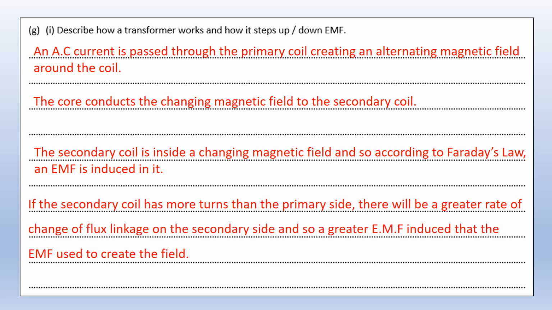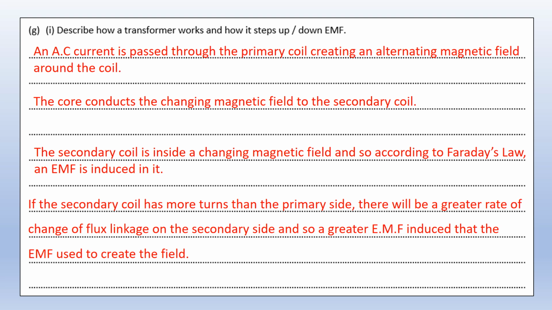If the secondary coil has more turns and the flux is the same on both sides, there's going to be a greater rate of change of flux linkage on the secondary side. And that means a greater EMF is induced than the EMF that was used to create it. So that would be an example of a step-up transformer. You have more turns on the secondary side, the rate of change of flux linkage is greater on the secondary side, therefore a bigger EMF is induced than was on the original side. The trade-off being you have to decrease the current to make sure power is the same on both sides.